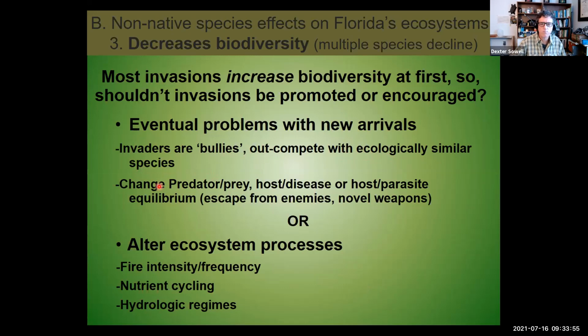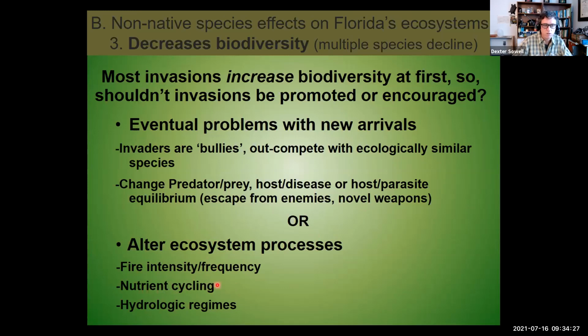They can change predator-prey relationships, host disease dynamics, or host-parasite equilibriums. This is because they themselves have escaped from their enemies in their home range, or they have some sort of novel weapon, like say, imagine a plant that exudes some chemical in the soil that none of our natives are tolerant to growing against. Or they can alter ecosystem processes like increase the fire intensity or the frequency of the fire return interval. They affect nutrient cycling.